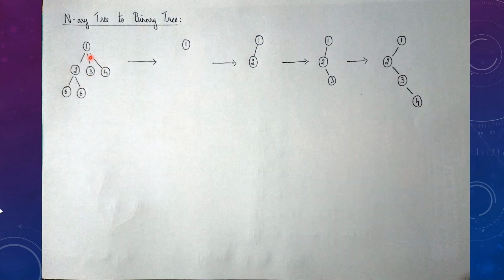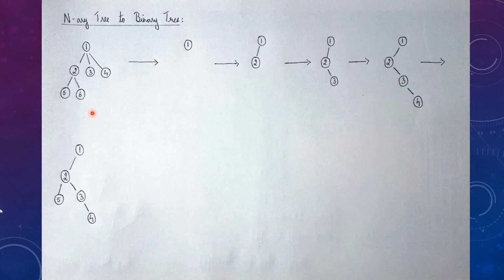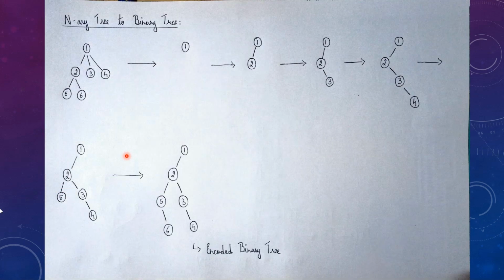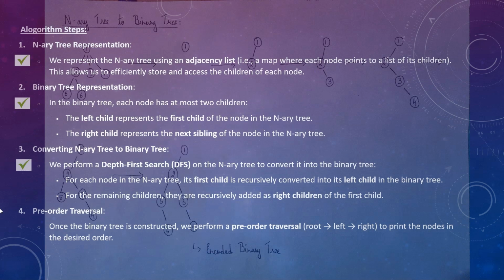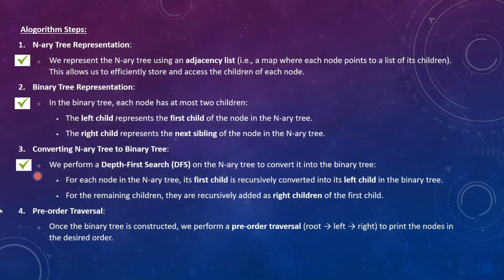Moving on to the next node 2, 2 has 2 children, 5 and 6. Using the same conversion rule, 5 becomes the left child of node 2 and 6 becomes the right sibling of node 5. Node 3 and node 4 do not have any children, so they remain as they are. This is the final encoded binary tree. So step 3 is completed.